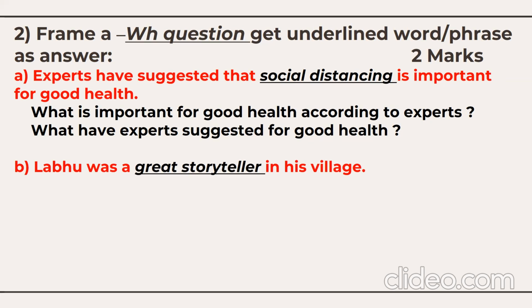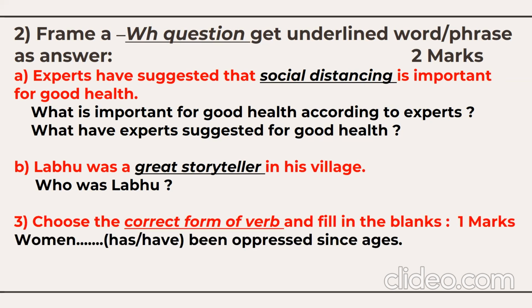Labu was a great storyteller in his village. Here also I have got the close answer. Who was Labu? We can't say who was Labu in his village, it's again a redundancy. So we'll say who was Labu. That's for 2 marks. Then we need to find the correct form of the verb.